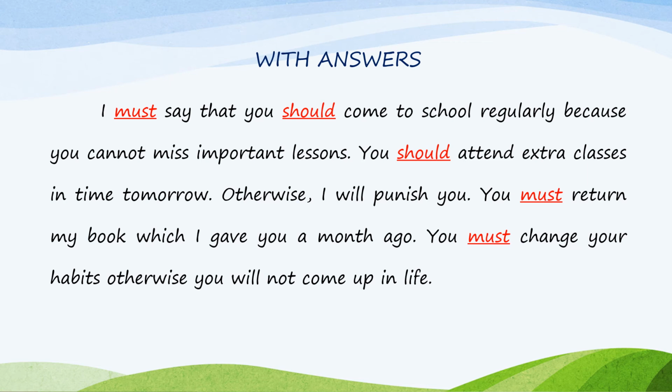So, in the fifth blank we observe, you must change your habits. Otherwise, you will not come up in life. Here the must, that is also an order. Why? Because this is the compulsory situation to change his or her habit compulsorily to come up in their lives.